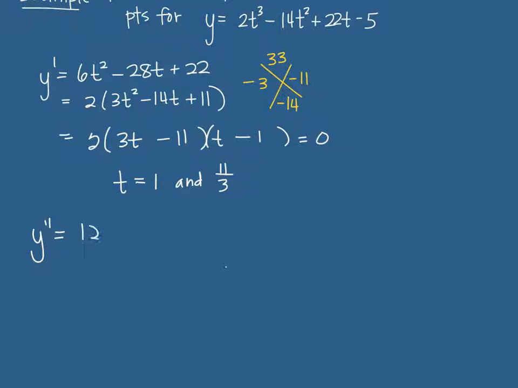So second derivative was 12t minus 28. We set that equal to 0. So t is 28 over 12. We reduce both of those by 4. We get 7/3.